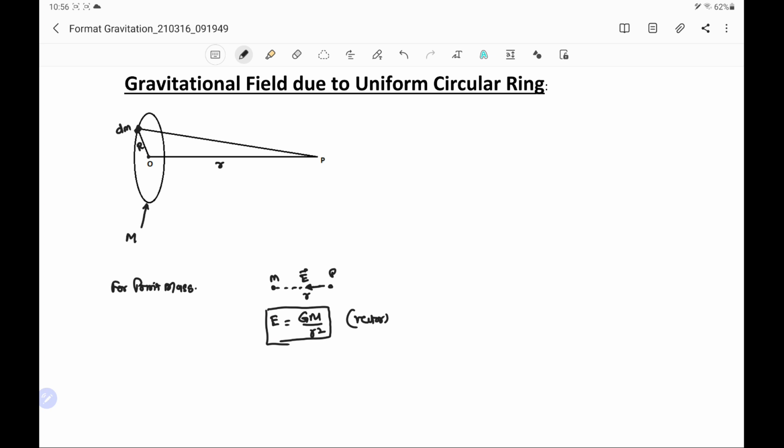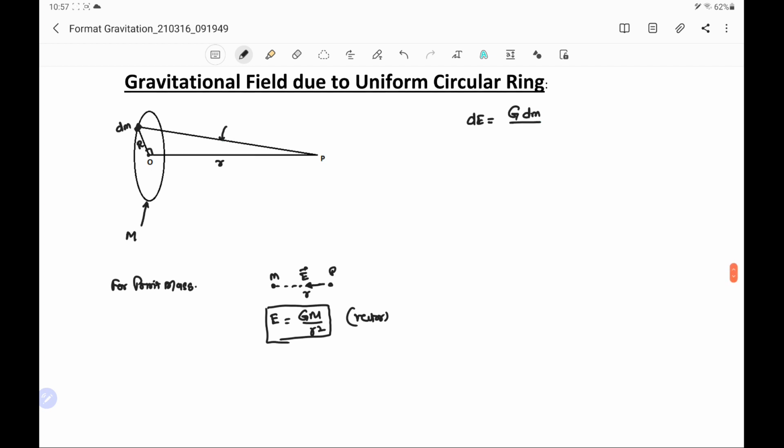We have taken an elementary mass, so the elementary gravitational field will be G dm, and the distance of this mass from the point where we have to find the gravitational field. So this distance will be, using the Pythagoras theorem, because this radius and axis make an angle of 90 degrees, root of R square plus r square. Therefore, it is G dm by R square plus r square. This is the dE, and this dE will act towards the mass, so the direction of the dE will be in this way.